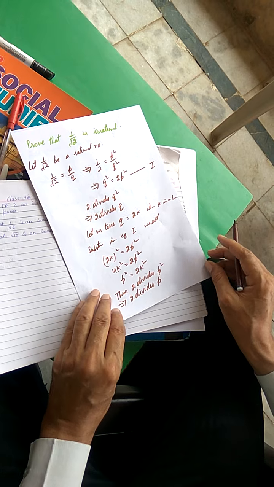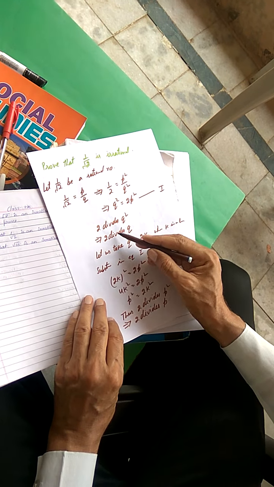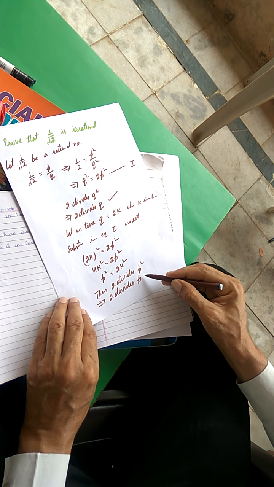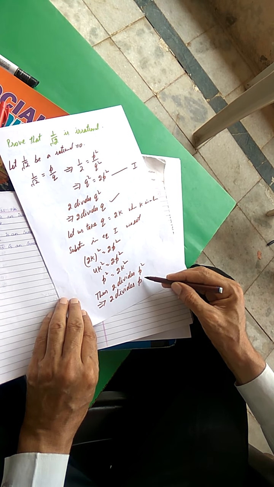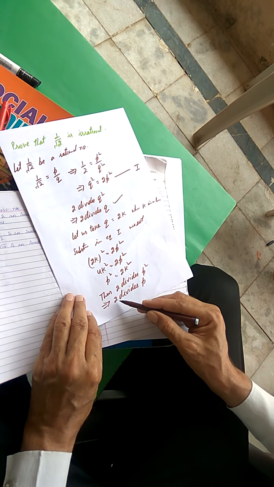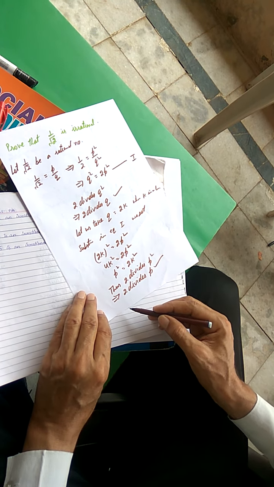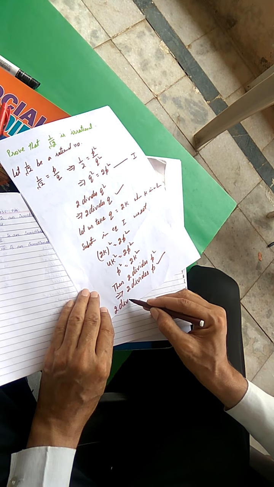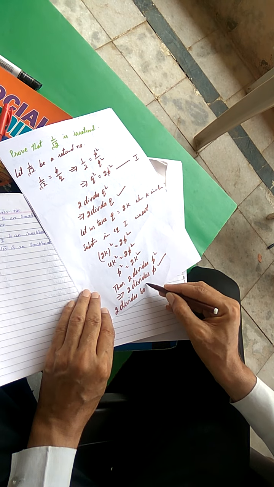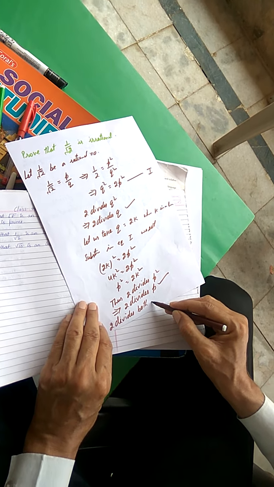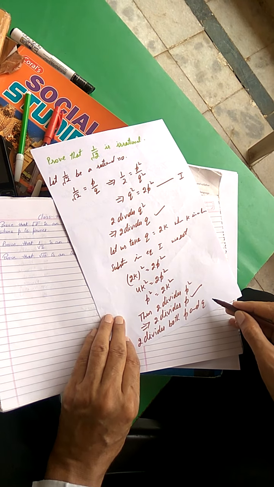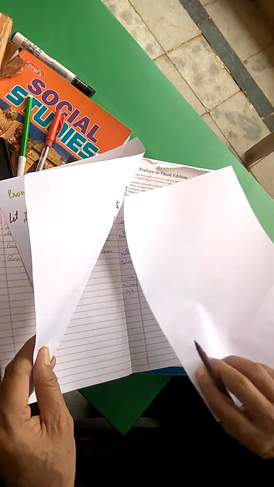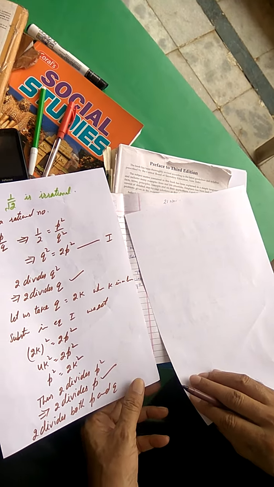See, we have already said that 2 divides q, and here we have proved that 2 divides p. That means 2 divides both p and q. But this contradicts our assumption. We have assumed that p and q are co-prime.